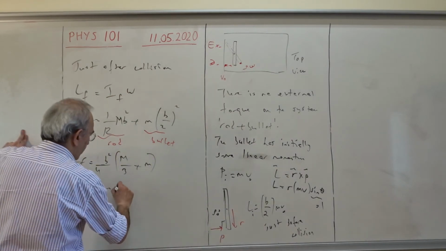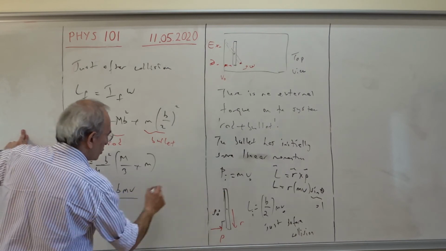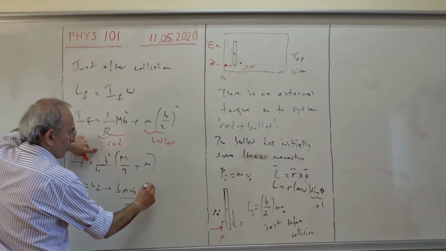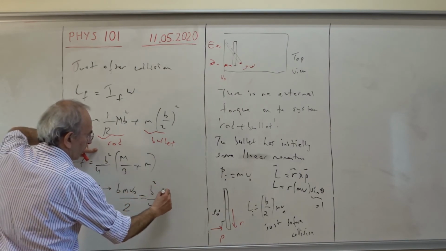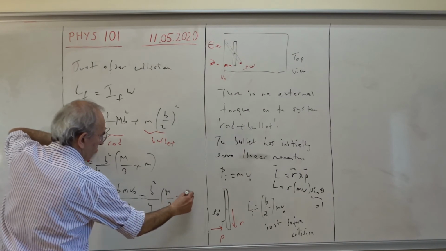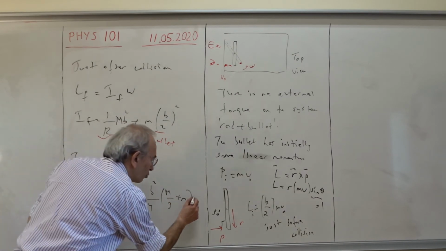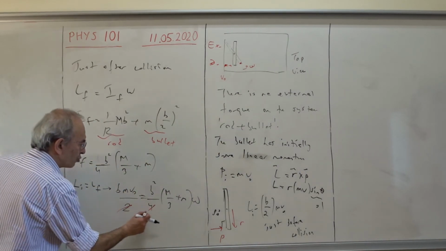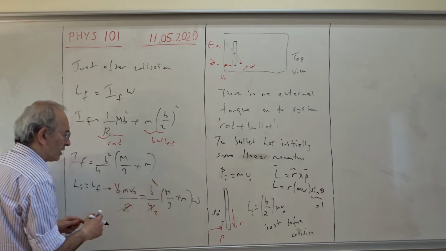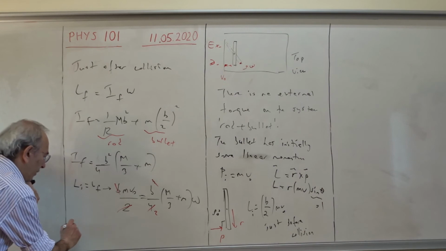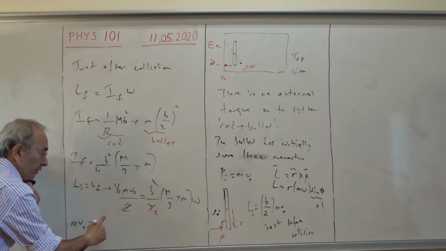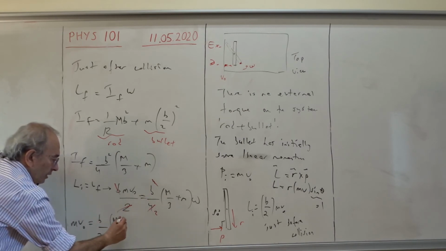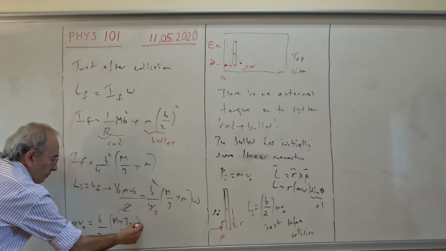So that we have b m v0 over 2 on the one hand, and this thing on the other hand, b squared over 4 multiplied by capital M over 3 plus little m. This is I. Don't forget to put this unknown omega. We want to find this omega, but there are some cancellations. Maybe these 2's will cancel, one of the b's will cancel, so that m times v0 will be b over 2 multiplied by capital M plus 3 little m divided by 3 times omega.